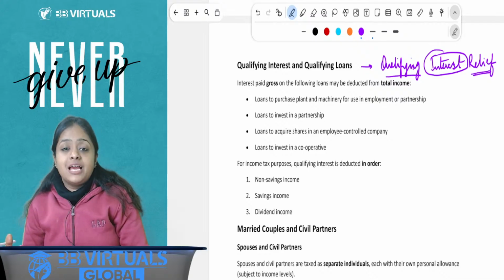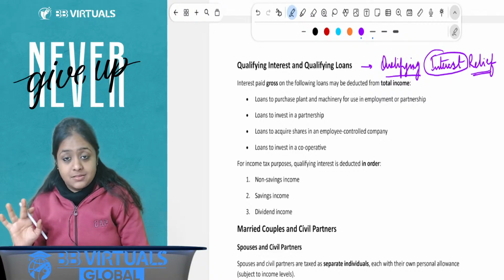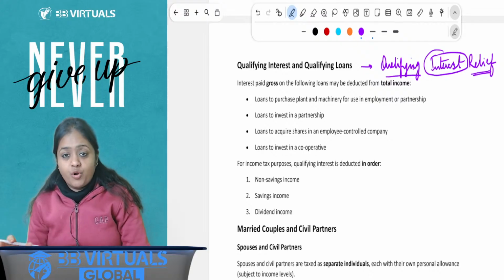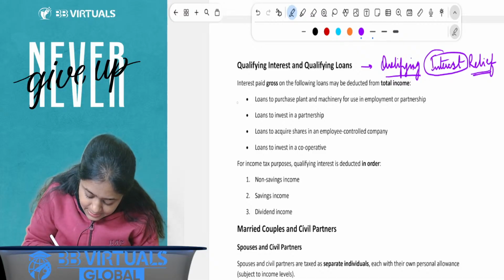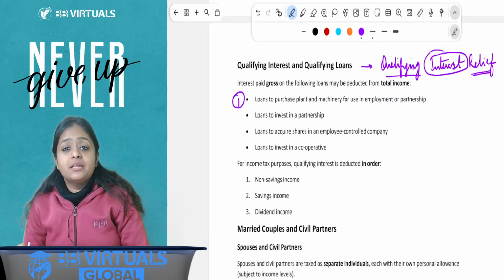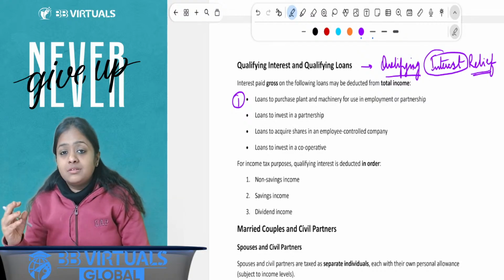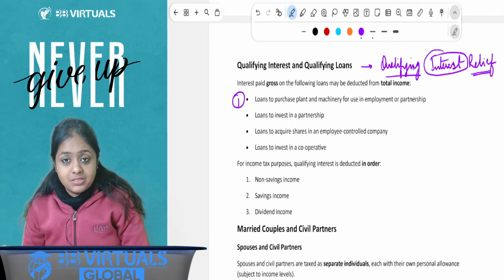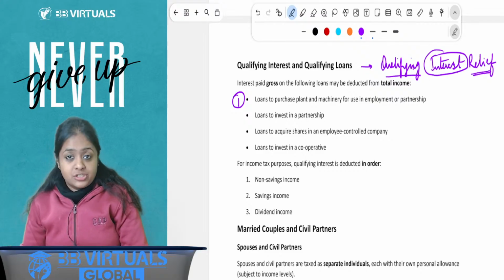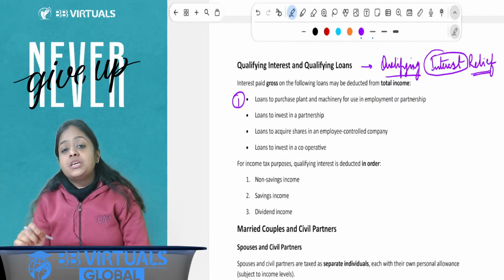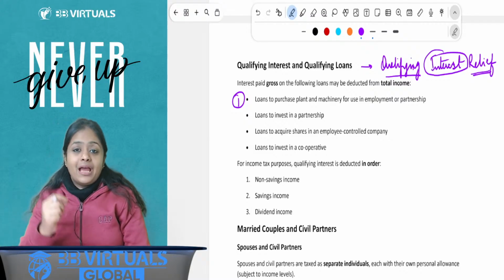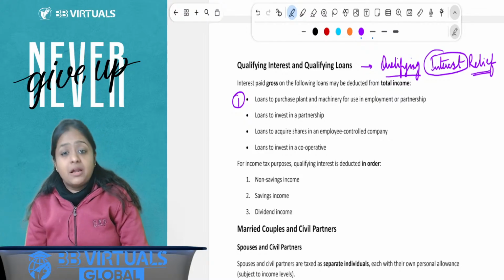A qualifying loan is a loan which has been taken for these four prime purposes. There are one or two more examples also, but I will take these four prime purposes. First purpose is the loan which is taken to purchase plant and machinery, either by an employee to be used in the employment, that is in his office for office purposes, or by a partner to be used in the partnership. So again I repeat, a loan which is taken to buy plant and machinery for either employment purposes or to be used in partnership.